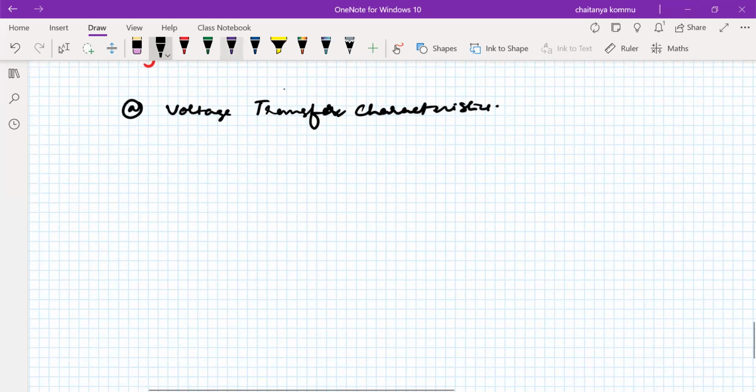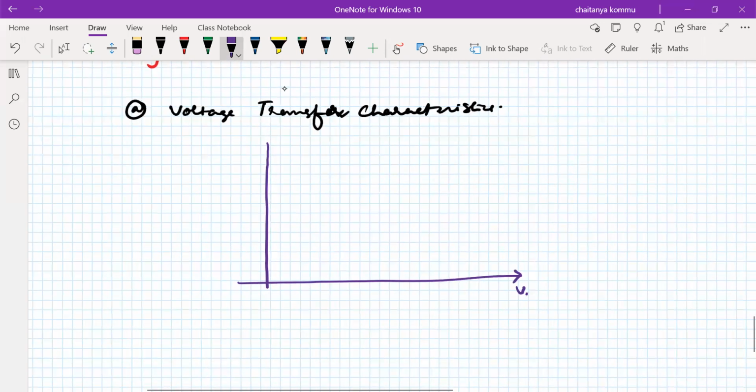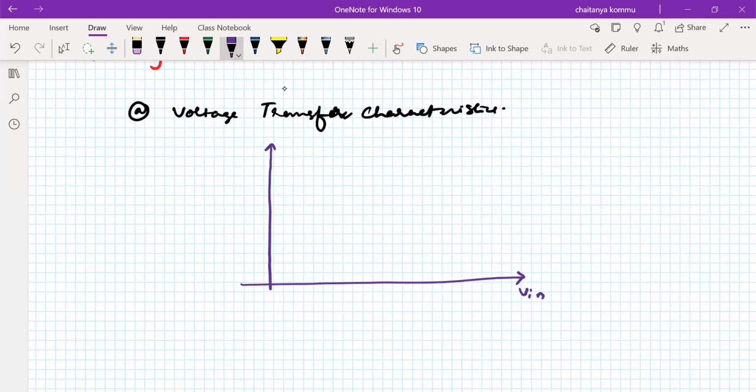What do you mean by this? It means that whenever we are applying some input voltage, how we are getting the output voltage. That's what it says.